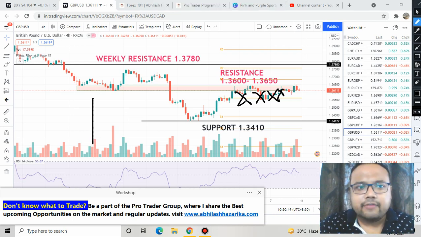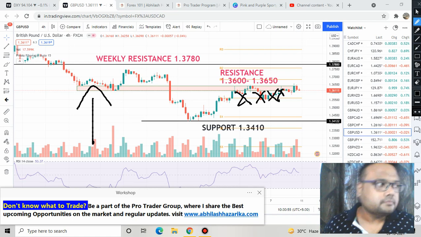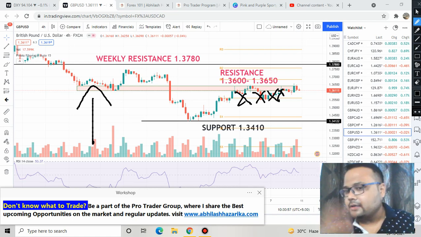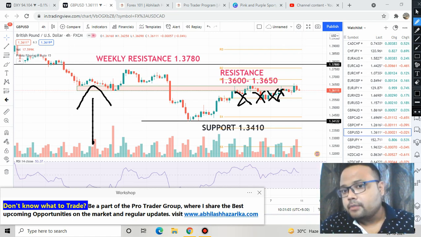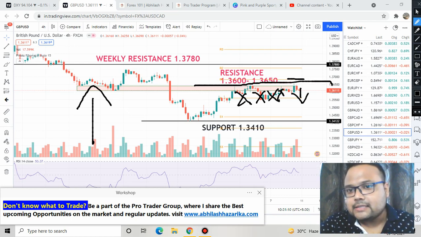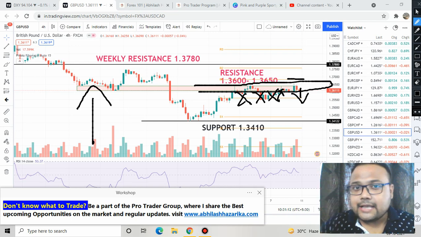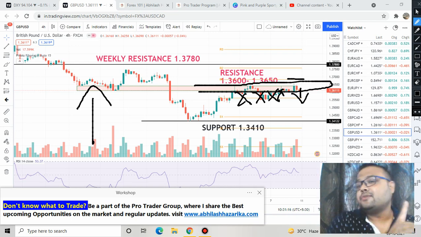If there is heavy buying on DXY, if you see dollar has broken the resistance level, then obviously GBP USD will be going down. Then you can short the market with your stop loss above 1.3650. Then we'll get the confirmation that yes, this level has acted as the resistance and is still acting as a resistance, and for that we need the confirmation from the DXY.